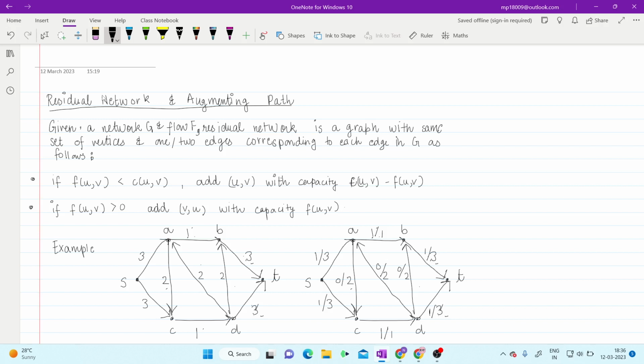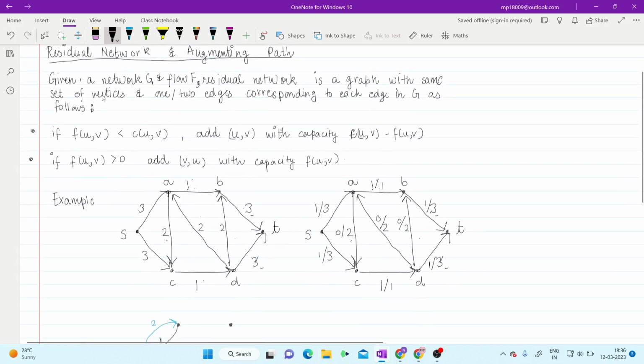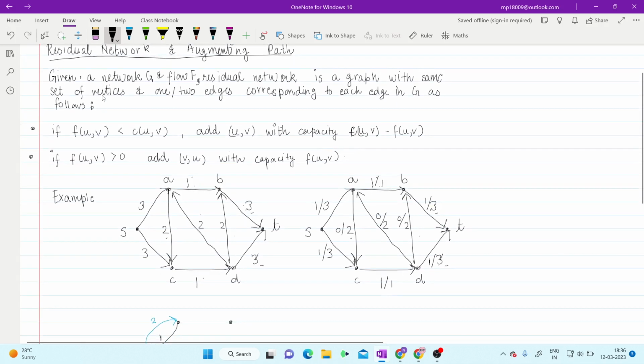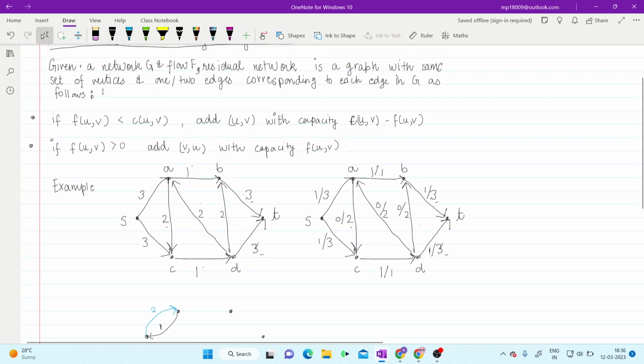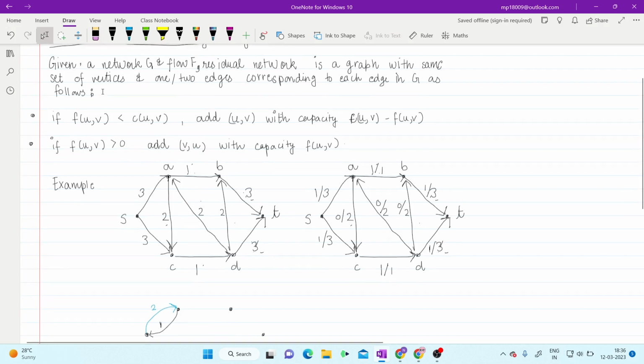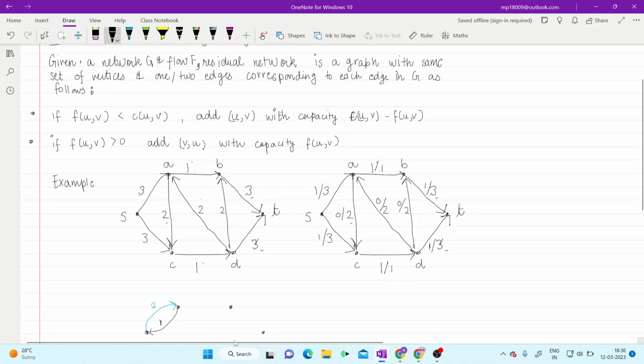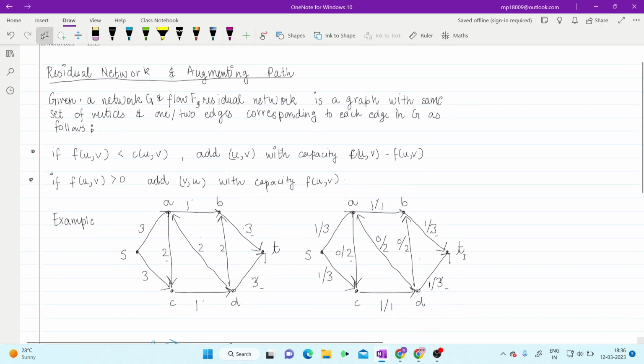So basically what is the residual network? First of all, the residual network is a graph. What are the vertices of that graph? Same as the vertices of G. But what are the edges of this graph? Given a flow, the following are the edges of the residual network.